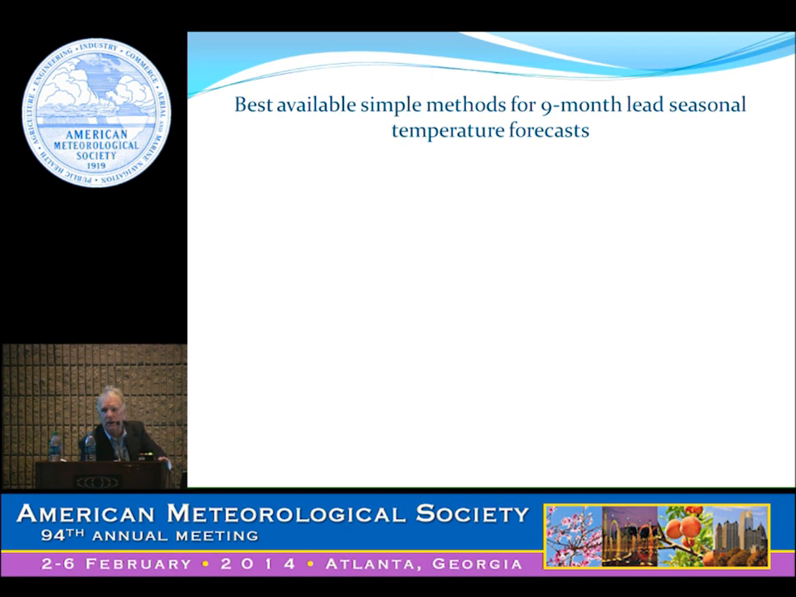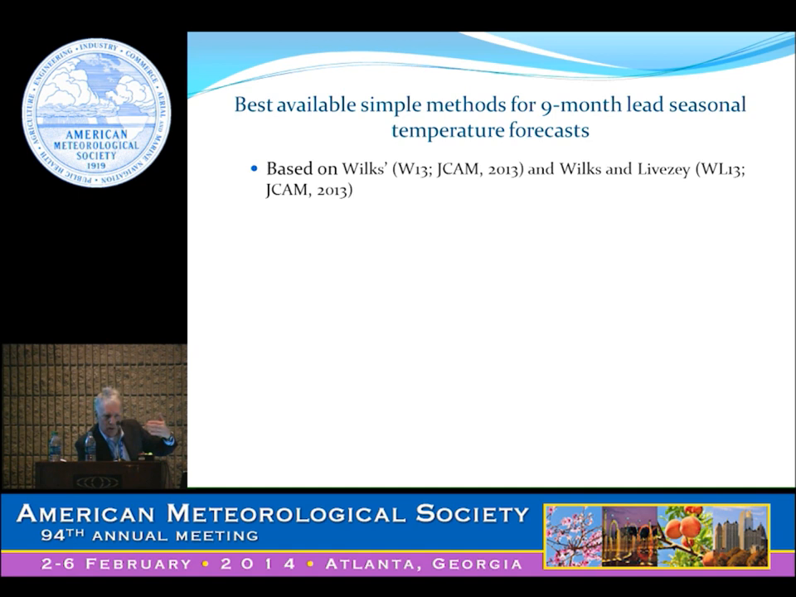Okay, so let me summarize a couple of good simple methods for solving the first problem, just estimating the current climate, which would also be useful for making a 9-month lead seasonal forecast. And the brief conclusions I'm going to show here are based on a paper by Dan Wilkes last year, and then a follow-up paper where I partnered with Dan to extend that work to other data sets and situations.